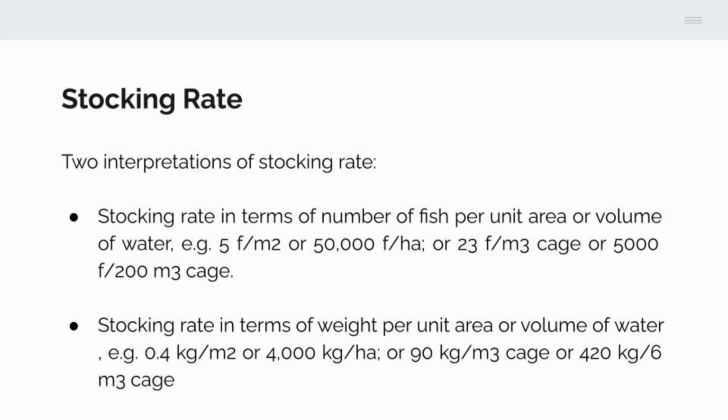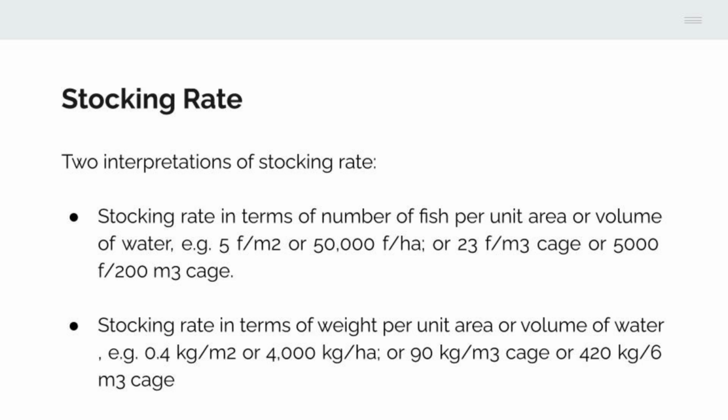Stocking rate plays a crucial role in aquaculture management as it directly impacts growth, survival, and water quality. It can be interpreted in two ways. First, stocking rate in terms of number of fish per unit area or volume of water.